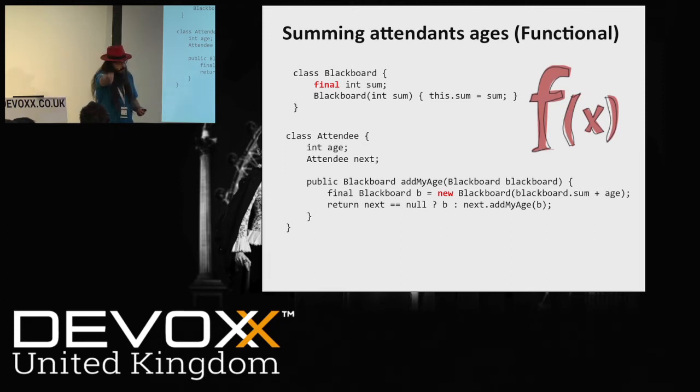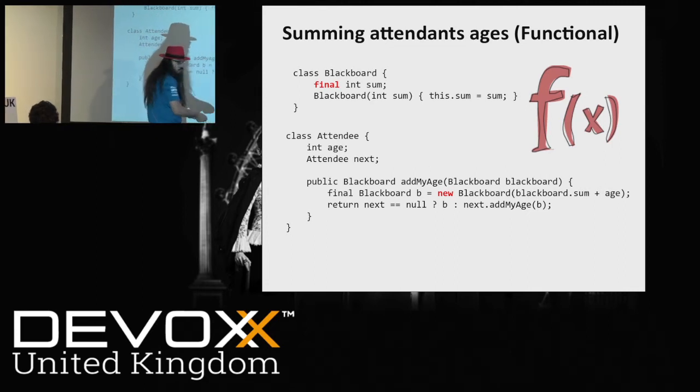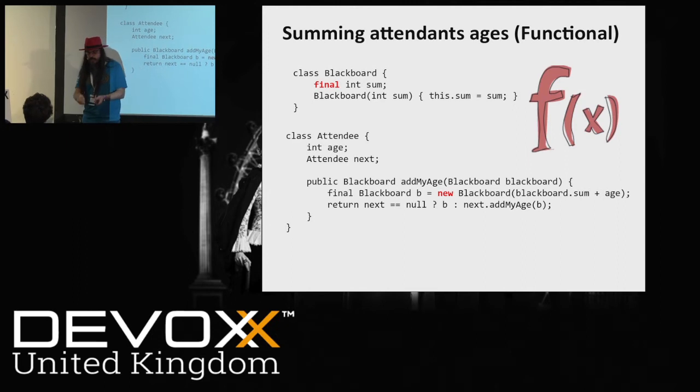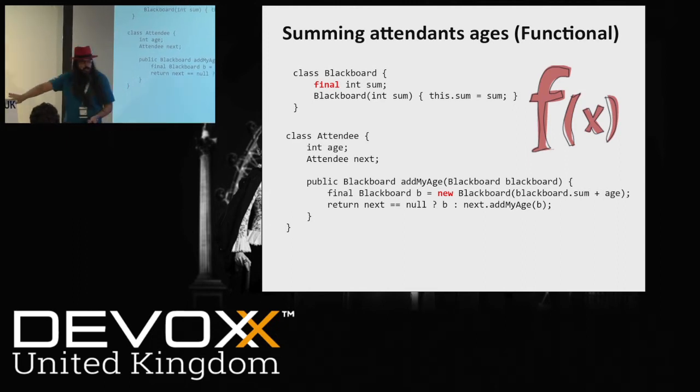I give this piece of paper to him, and then he destroys that old piece of paper, creates a new blank one, writes the sum, and passes it through the other people inside the room. Okay, and everyone destroys the old value and creates a new one. This is the functional solution. I'm not mutating what is written on the blackboard. I'm destroying the old value and creating a new one.